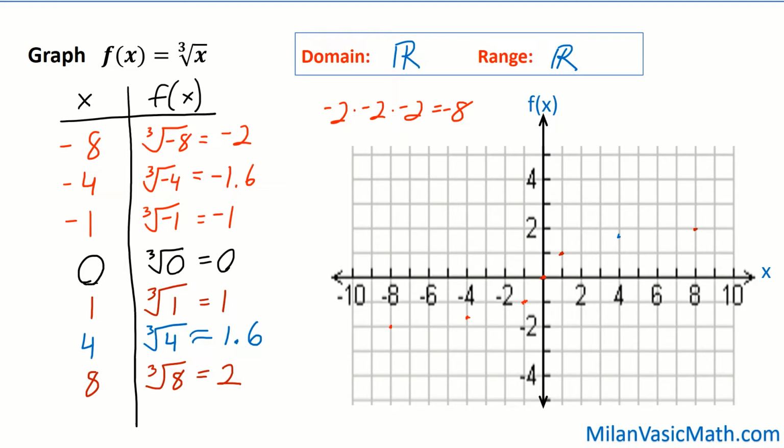The way they really look is when you connect them, it looks a little bit like an S, but it's almost vertical near the middle. So I'm going to try to do this right here. Something like that. Okay, I did it better on the negative side. And then once you make that part of the graph, extend it to graph the rest. Okay, there it is. And there's the graph of the parent cube root function.